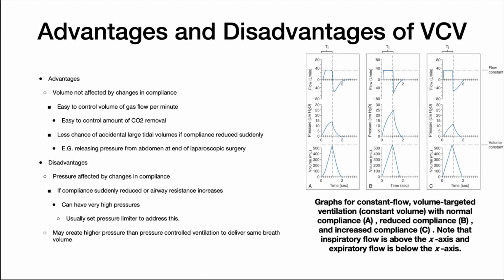In the image on the slide, we see the graphs for constant flow, volume-targeted ventilation, with normal compliance in picture A, reduced compliance in picture B, and increased compliance in picture C. Note that the inspiratory flow is above the x-axis, and the expiratory flow is below the x-axis.